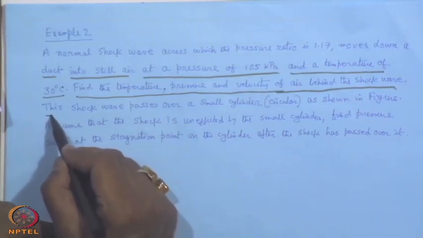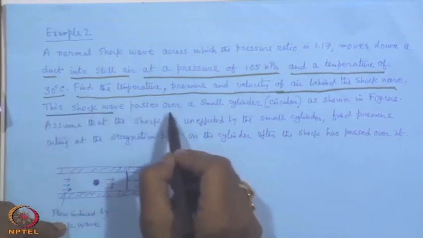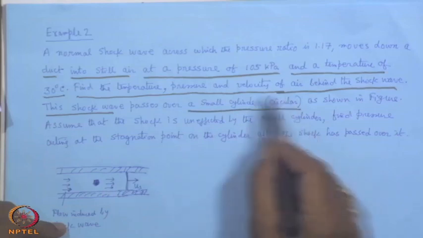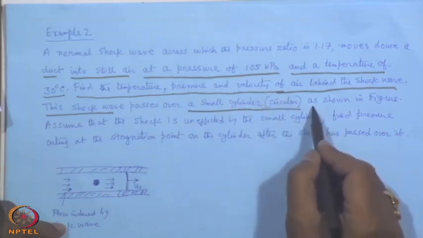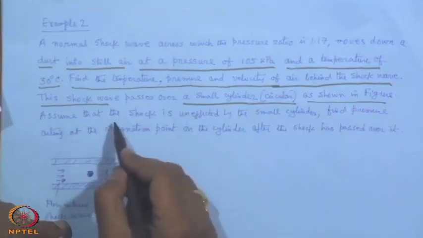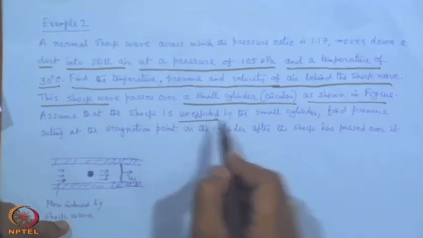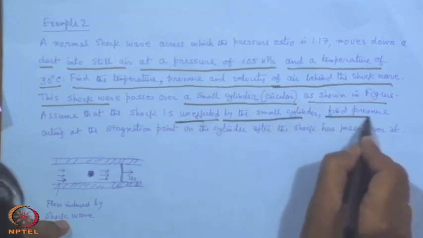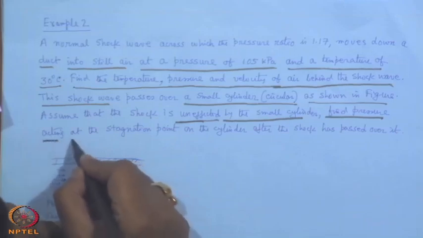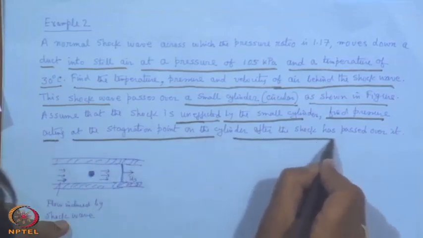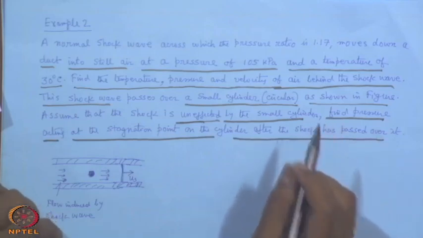Now, next one. This shock wave passes over a small circular cylinder, as shown in the figure. I will show you the figure. Assume that the shock is unaffected by the small cylinder. Find the pressure acting at the stagnation point on the cylinder after the shock has passed over it. Now, this is the problem here.